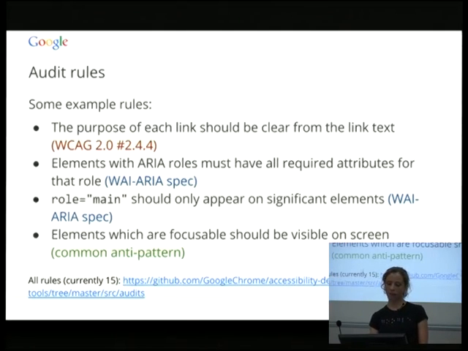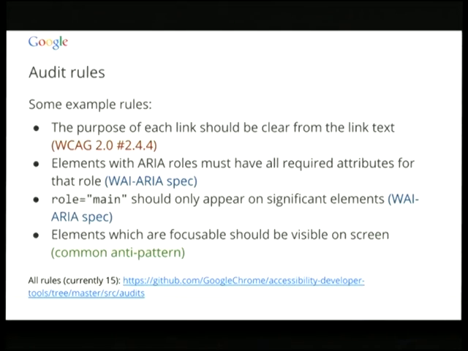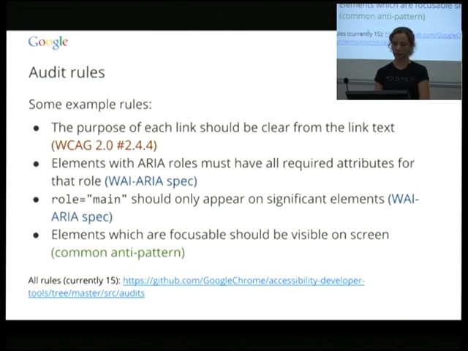So here's 4 of the audit rules. There's a link at the bottom there to see the entire list of audit rules that are available. Currently there's 15. There's another one in a pull request currently. So the first one, the purpose of each link should be clear from the link text. This is directly from the Web Content Accessibility Guidelines.